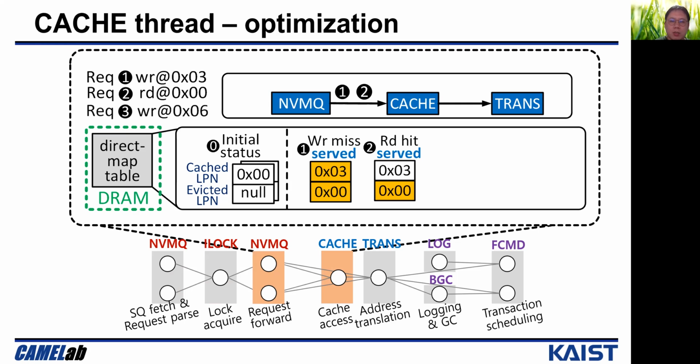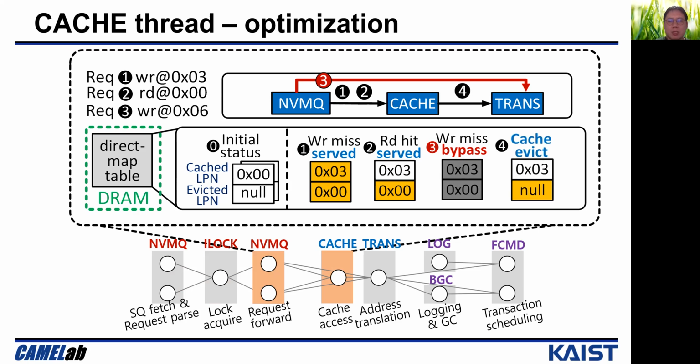The third request wants to write data at page 0x06. NVMQ looks up the direct map table and this data misses. Request 3 has to wait for the cache thread to evict page 0x00 and buffer the page 0x03. To reduce the waiting latencies, we directly bypass request 3 to trans threads.